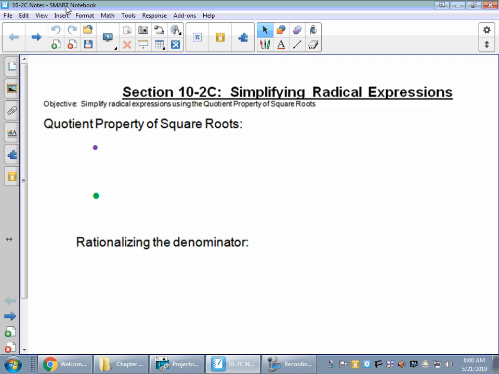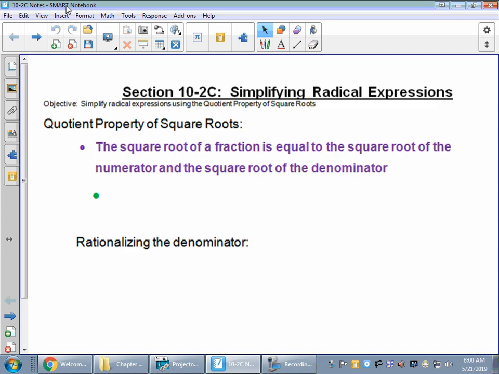The last 2 sections we've been dealing with the product property a lot. And if you remember, one of the things we said all the time in the last 2 sections was you cannot have a square root in the denominator of a fraction, and you can't have fractions in the square root. So let's look at what the quotient property says.